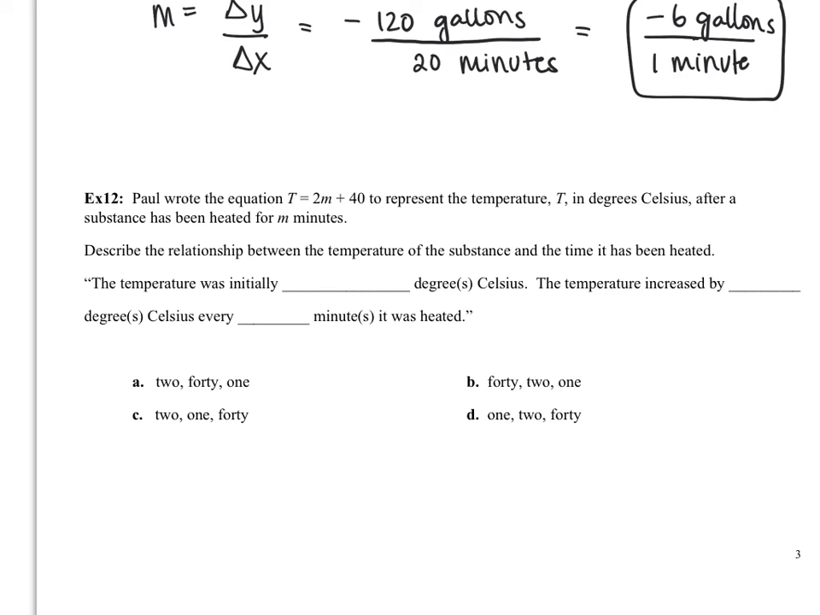Lastly, we have Paul wrote the equation T equals 2m plus 40, where T represents our temperature in Celsius and m is representing how long the substance has been heated for in minutes. So let's describe the relationship between the temperature of the substance and the time it's been heated. So the temperature was initially blank degrees Celsius. The temperature increased by blank degrees Celsius for every blank minute it was heated. Pause the video, pick your best answer, and then press play to see if you're right.